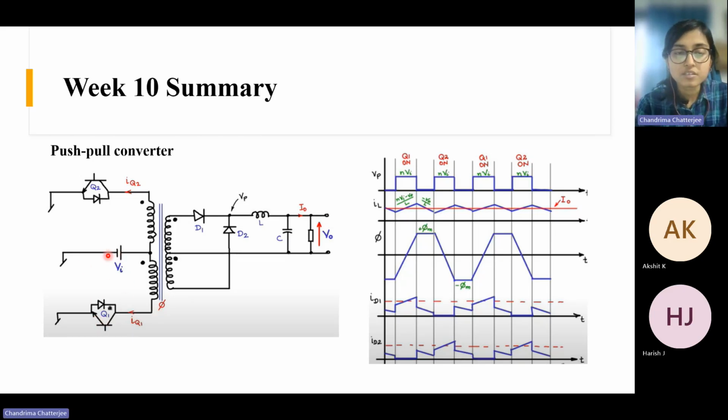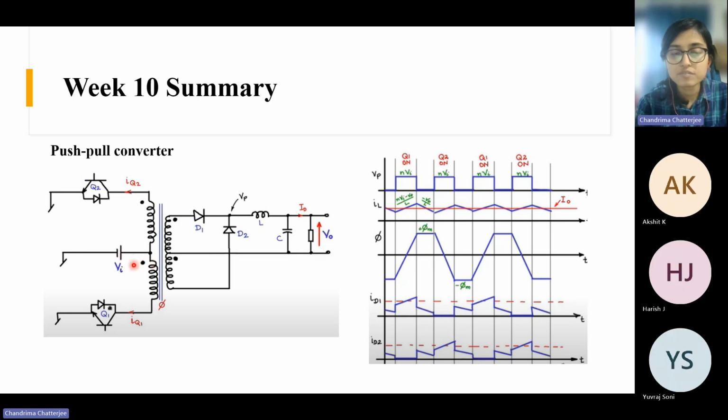then current can flow in this path from Vi. So the dot polarity will be something like this, here positive and here negative, right? Because the positive terminal of the DC bus, DC supply is connected here. So this is positive, this is negative. So current can flow like this in this path. And in this interval, Q2 is off. So Q2 is off, so this is open, and there is no current in this winding.